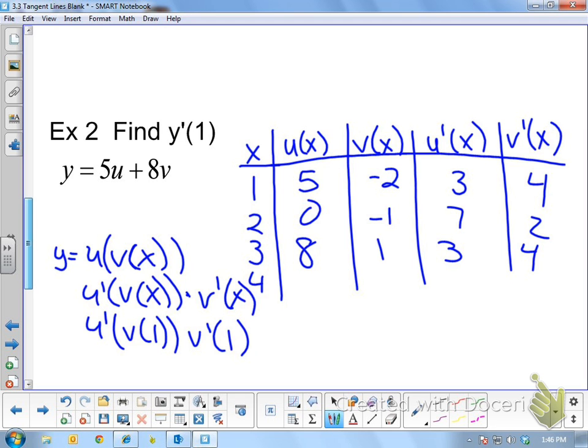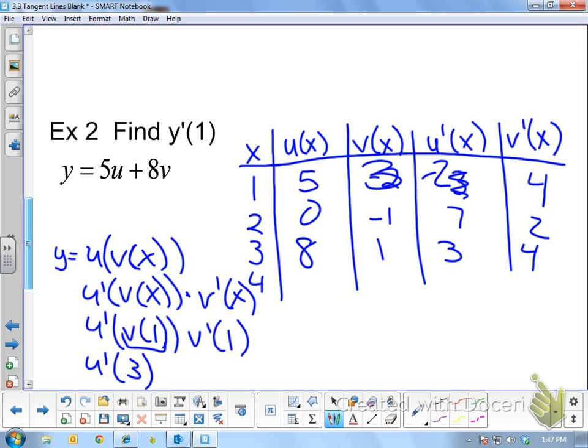When you plug in 1, v of 1 is -2. It's 3. It's actually 3 though, so it's the middle too. Oh, sorry. That is actually advantageous. So v of 1 is 3, and then we'd have to go back to our table and find u prime of 3. So that's why we would need an entire table involved in it.